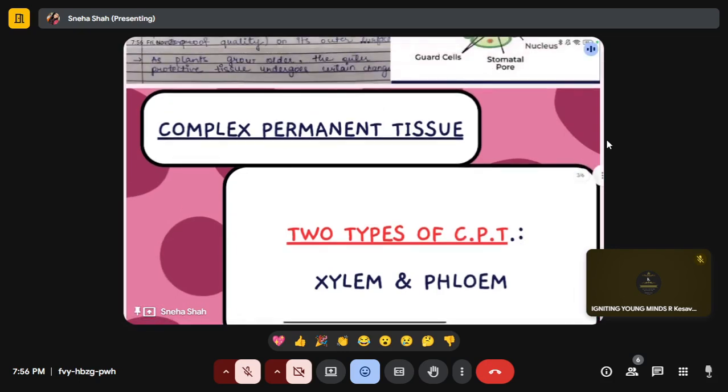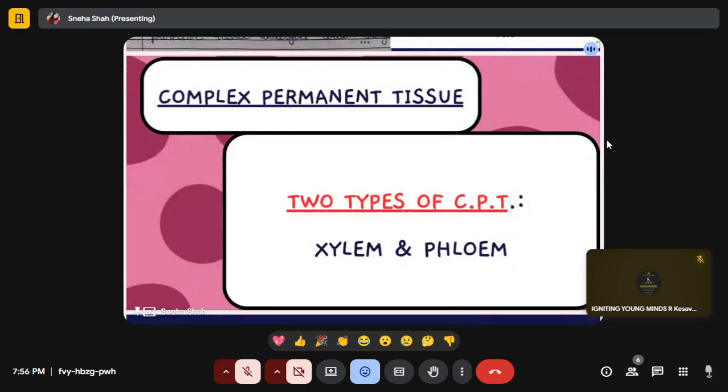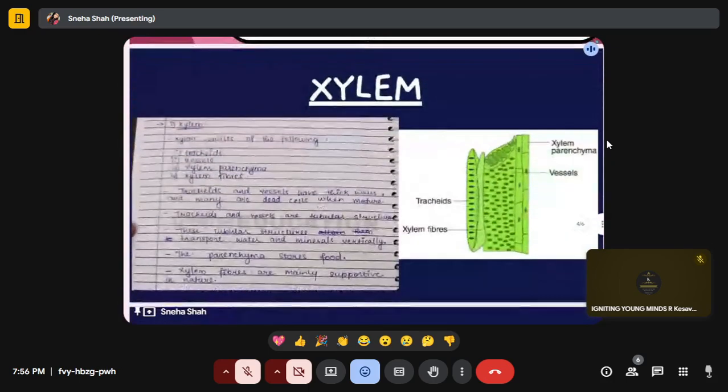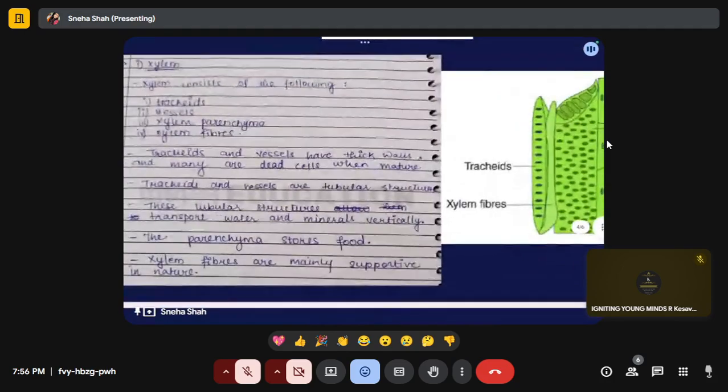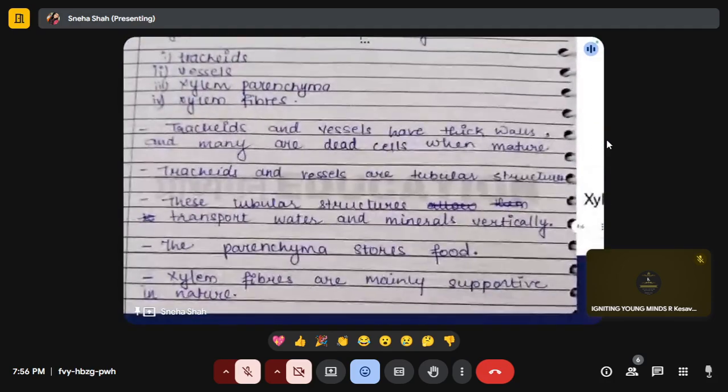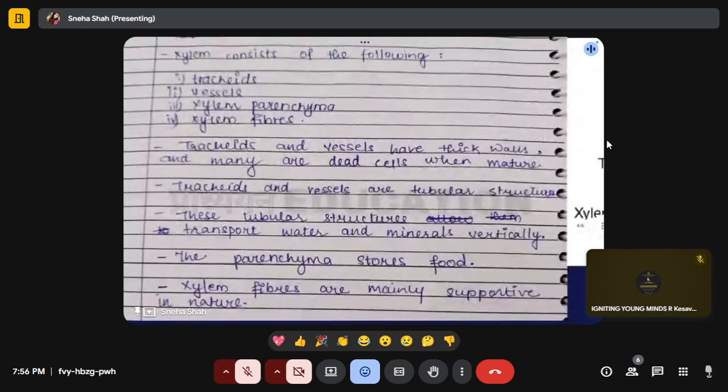Yes, ma'am. Okay. So let's just understand what xylem and phloem consist of. See, the xylem consists of the following. Xylem is a vascular tissue. Vascular tissue means the tissues that are responsible for transportation of any substance. So it consists of these four things: tracheids, vessels, xylem parenchyma, and xylem fibers.